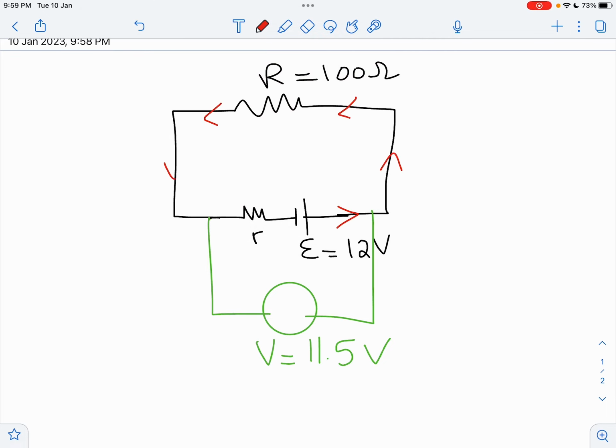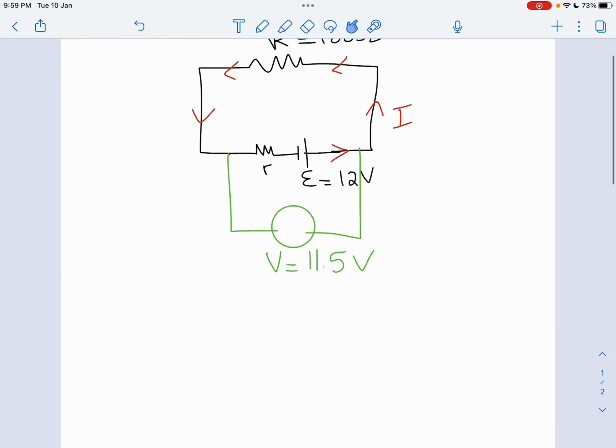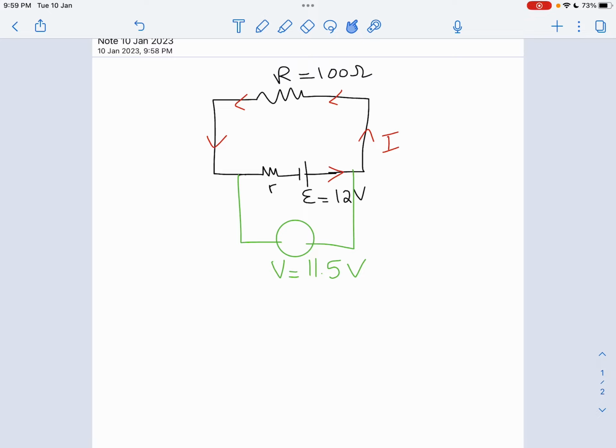The question is, how can I find the value of this internal resistance? And usually this internal resistance is going to be small in value. So that's how we solve the problem.